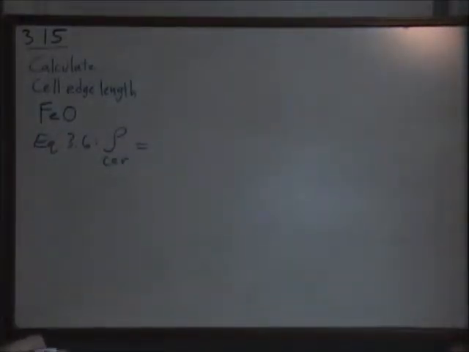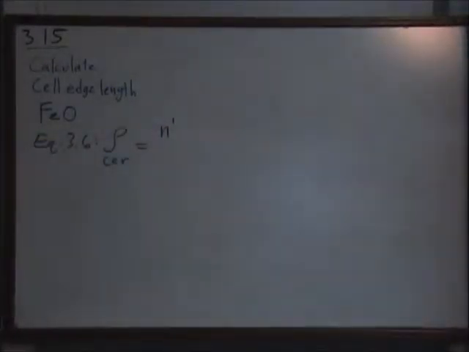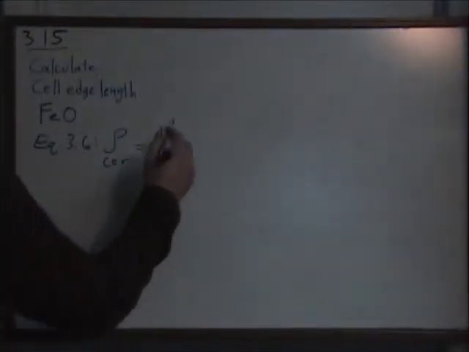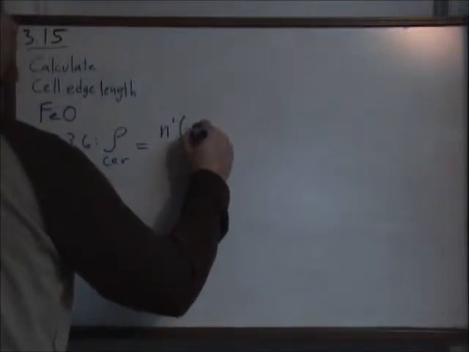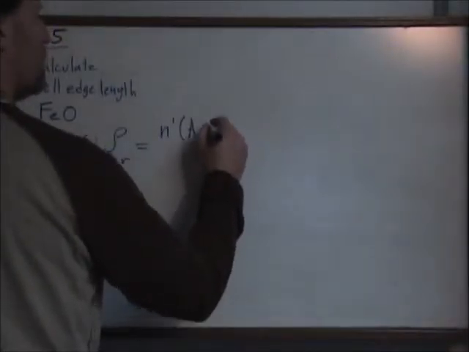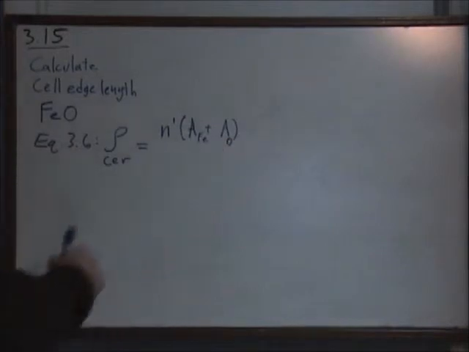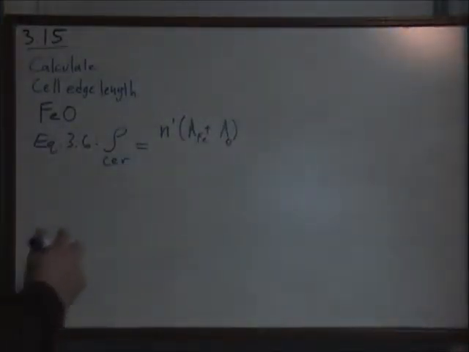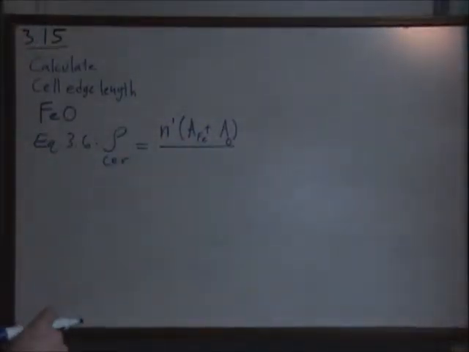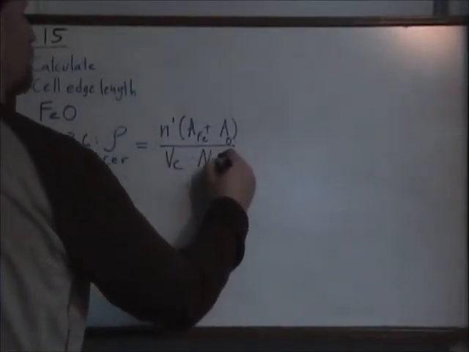The density for the ceramic asks us to calculate the mass for a unit cell on top and the volume of that unit cell on the bottom. N prime is the number of formula units per cell, and we need to have the atomic masses of each cell component. So in this case it would be Fe and O. Notice that there's only one of each in this situation. And divide that by the volume of the cell times Avogadro's number.